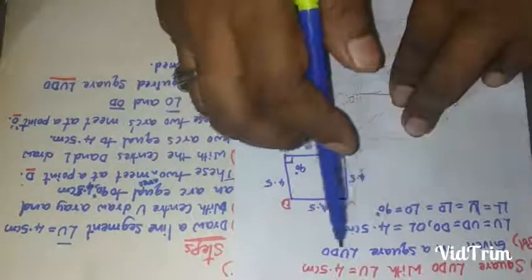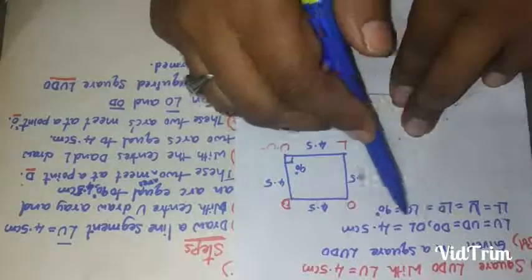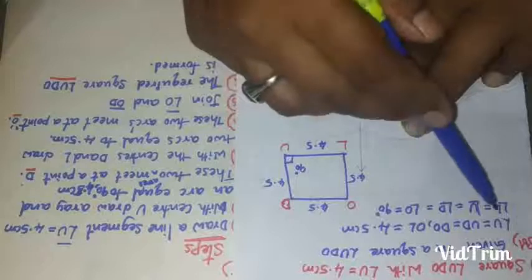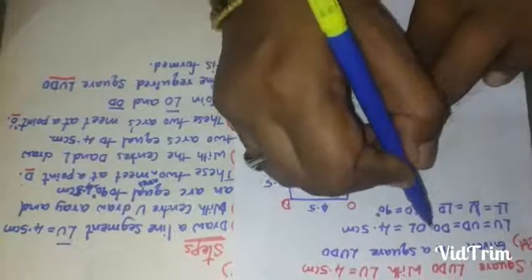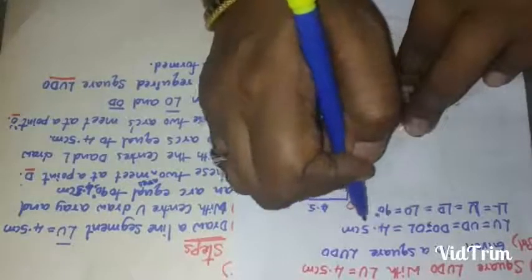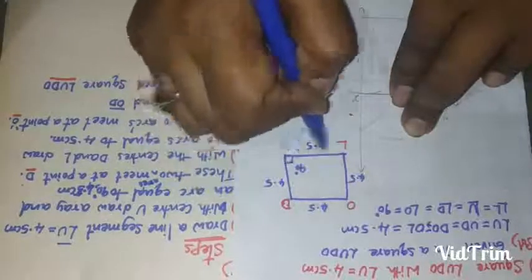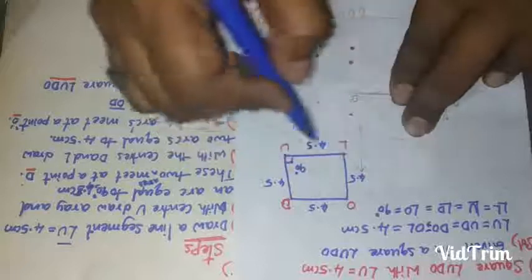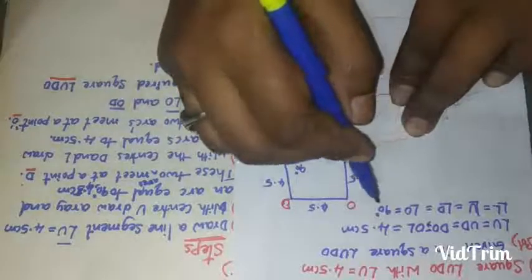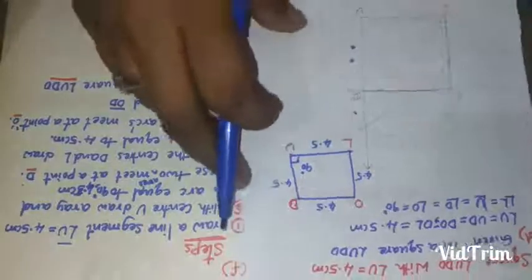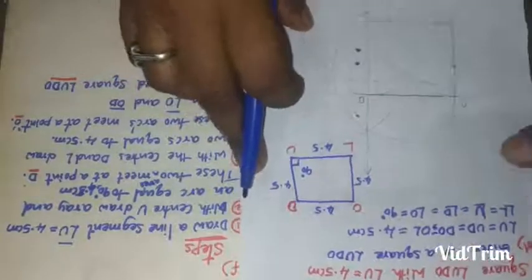Okay, given a square LUDO. Before only I have explained. See here, if one side is given, all sides are equal to 4.5 centimeters because it is a square and each and every angle is 90 degrees. So here each and every point of LUDO is how many degrees? 90 degrees. Okay. Now let us see the construction.